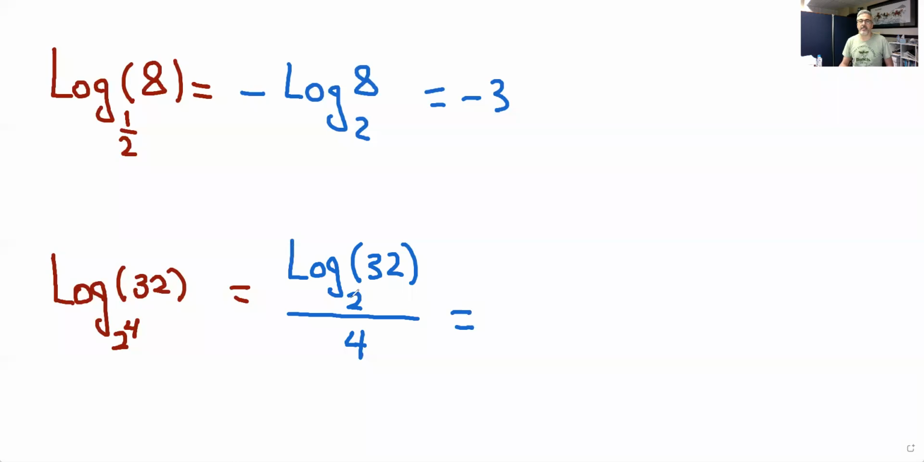And therefore this is asking you 2 to the power of what is 32? 2 to the 5 gives you 32. And then you still have the 4 on the bottom. And this is how you get rid of fractions in the base of a log. And if you have an exponent on the base of the log, that's how you get rid of it.